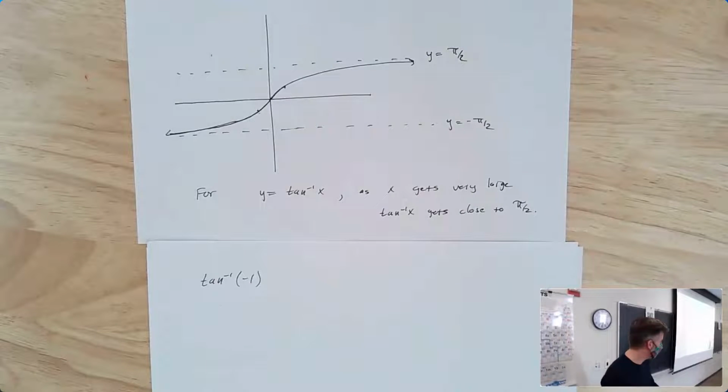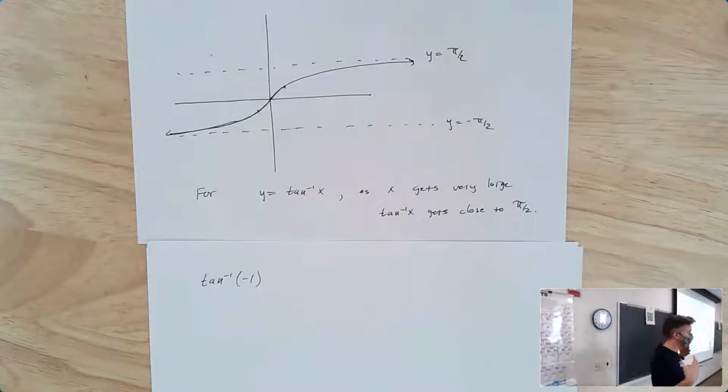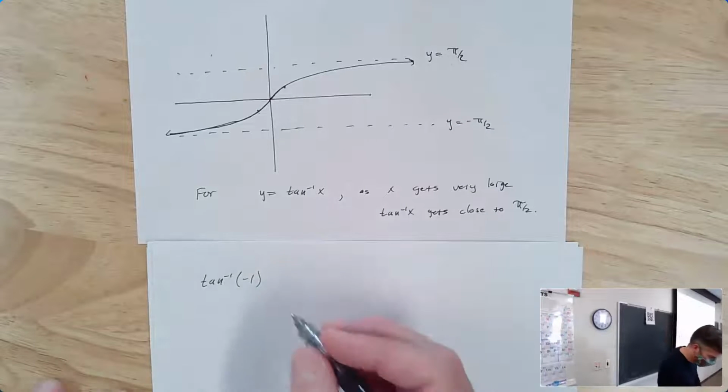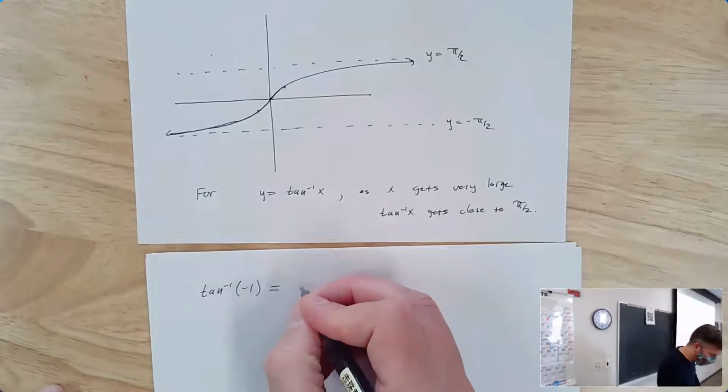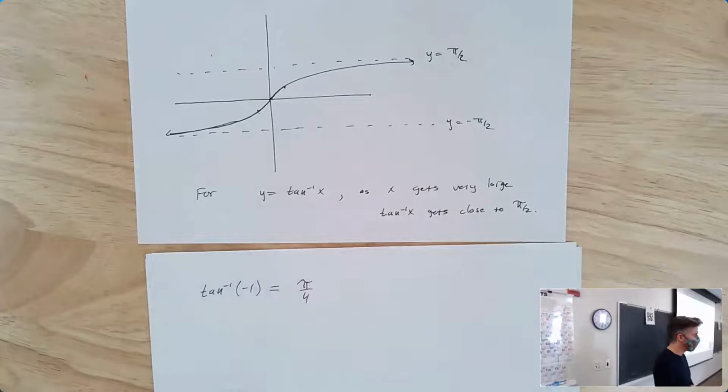Okay, so I want you to say this in your head. I'm trying to find the angle whose tangent is equal to -1. Actually say it. You can even say it out loud if you really want to. All right. What's our angle? It's something with pi over 4. Is it pi over 4? No, because tangent of pi over 4 is positive 1. So what's the angle we actually need?